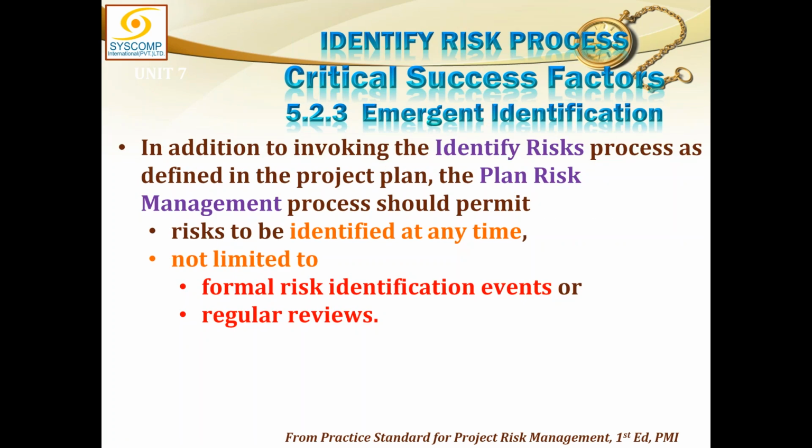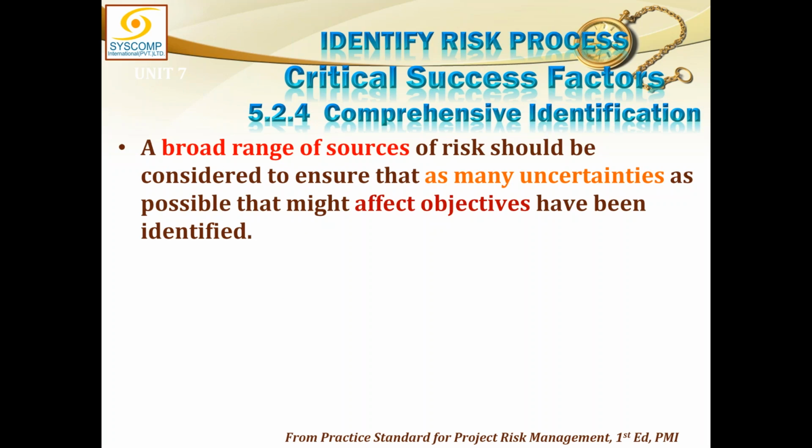Then we have emergent identification, that is for unknown unknowns which suddenly become known right before they are about to blast. In addition to invoking the identify risk process as defined in the project plan, the plan risk management process should permit risks to be identified at any time, not limited to formal risk identification events or regular reviews. So risks could be identified by anyone at any time. Do not wait for a specific event or periodicity to occur. Just as soon as a risk becomes visible, you can jot it down in the risk register, and thus emergent risk can be identified very quickly and responded to.